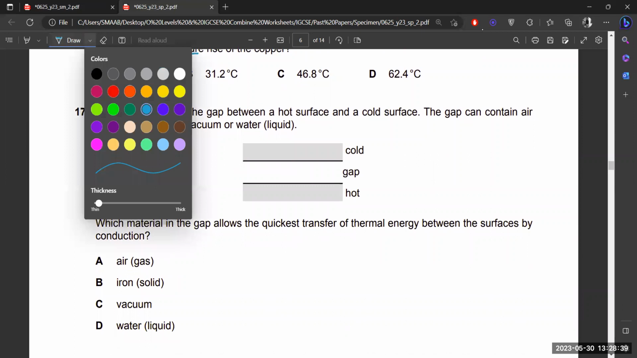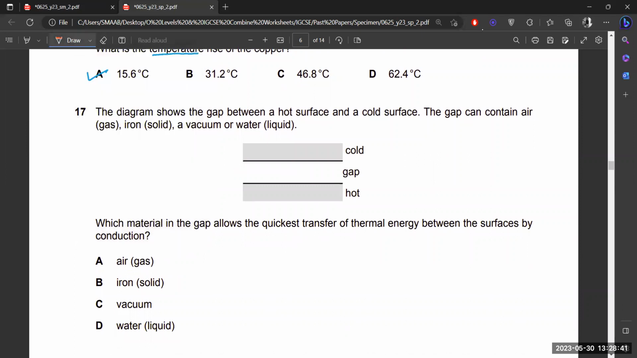Question number 17 says that the diagram shows the gap between a hot surface and a cold surface. The gap can contain air, that is gas state, iron, a solid state, a vacuum, or water. Which material in the gap allows the quickest transfer of thermal energy between the surfaces? We know that thermal energy and sound energy can travel faster in a solid. So that is very simple. They are talking about the conduction process.